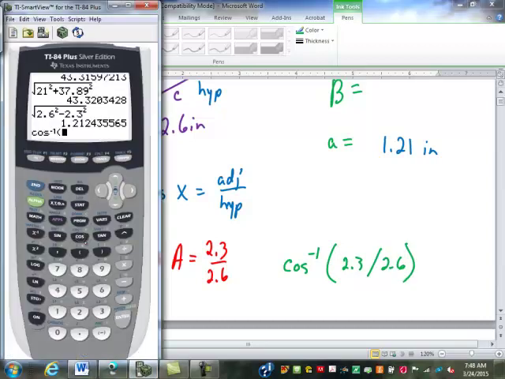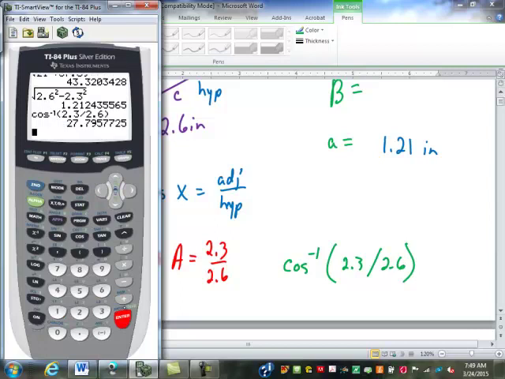So I'm going to do second cosine. I'm using the second button, not the x negative 1 key. 2.3 divided by 2.6, close the parentheses. Oops. Write the 2 in there. 27.80, perfect.